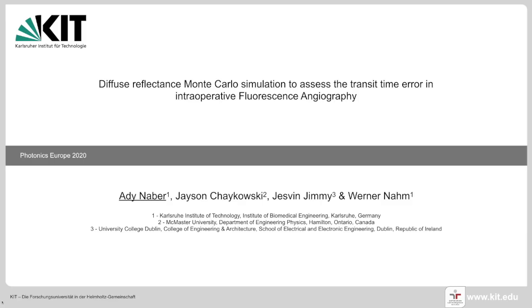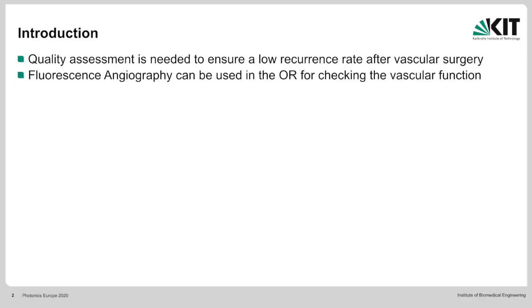I'll be starting my talk from the very end of my title, so from the intraoperative fluorescence angiography. So what is it needed for? Angiography means we want to visualize vessels. It's used in surgery to do a quality assessment to ensure a low recurrence rate after vascular surgery, in our case, particularly neurovascular surgery. And it can be used in the OR, so intraoperatively, to check the vascular function.